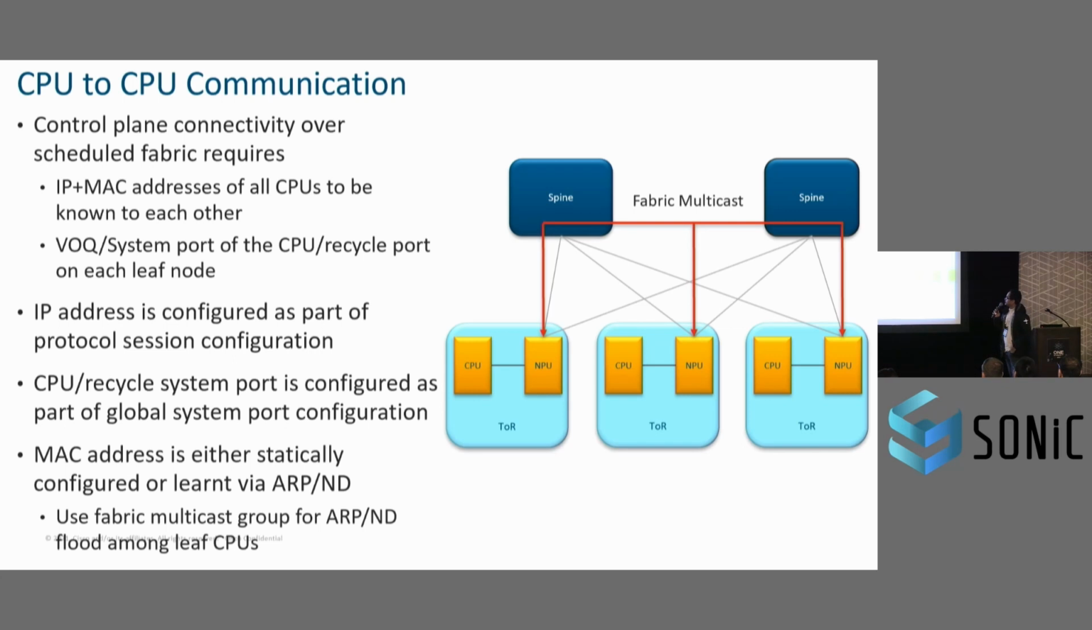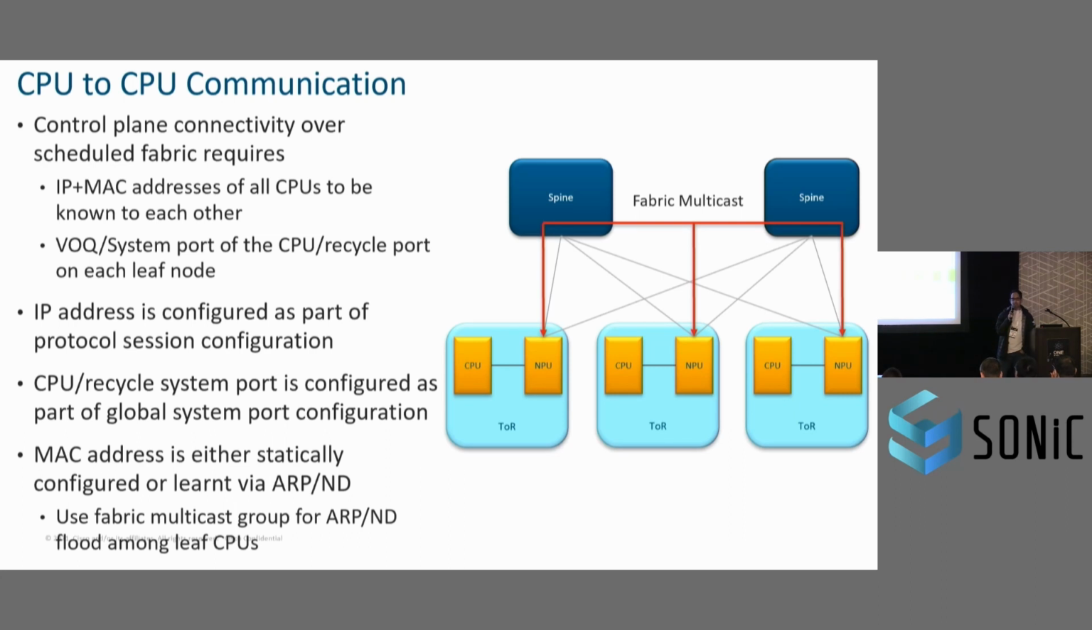So on the CPU to CPU communication, this is primarily needed for establishing any type of state. So this is like step one of establishing any communication, whether it is BGP communication or any other database type of communication. And again, just a little bit of a primer on this: for the CPUs to talk to each other on the top of the racks, you need the IP plus MAC address and the VOQ on the system ports.